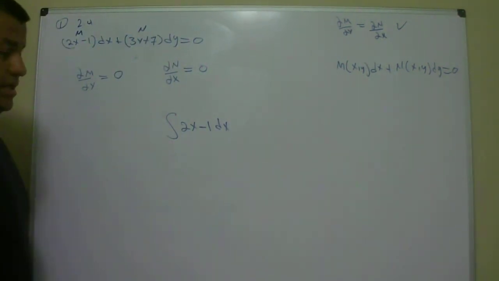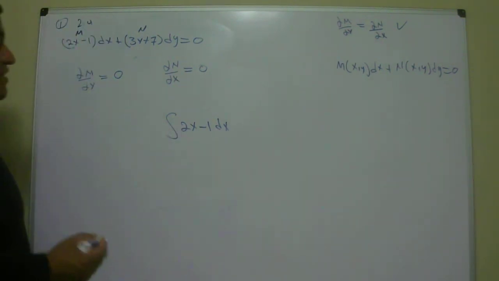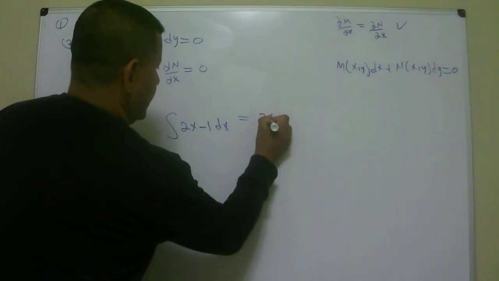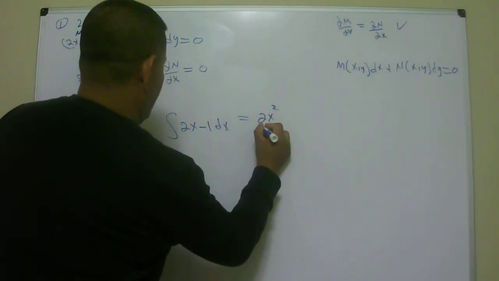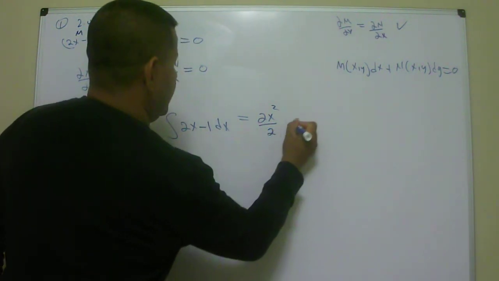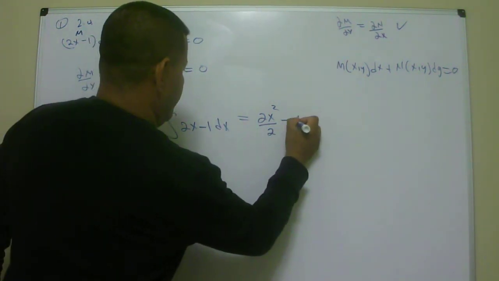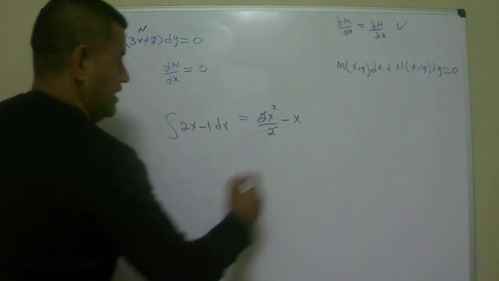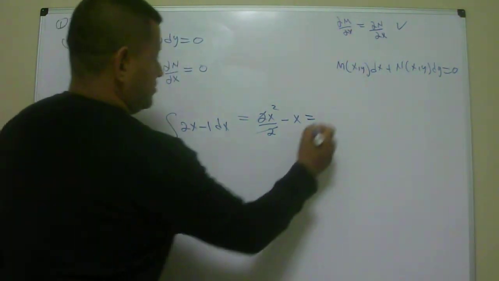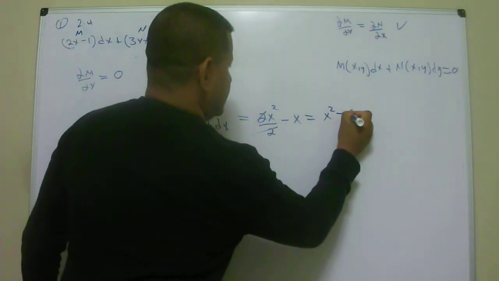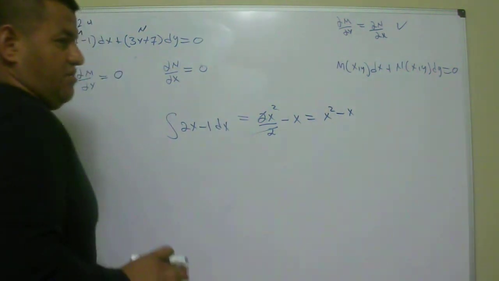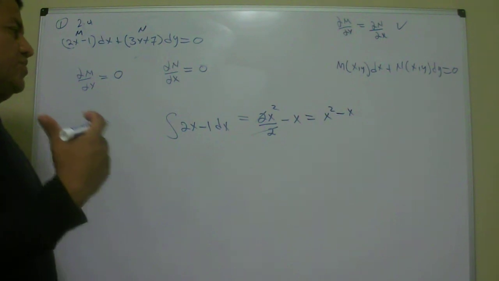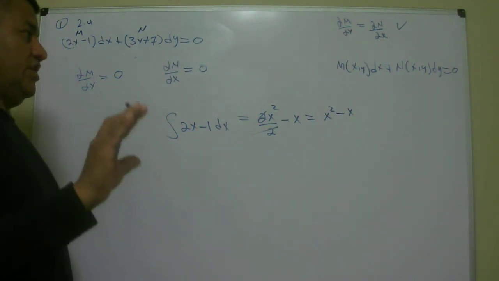If I integrate this piece right here, what do I get? I get 2x squared over 2, and then minus x. So this is equal to x squared minus x. We don't care about the constant right now. We don't worry about that because we are going to do it a little bit differently here.